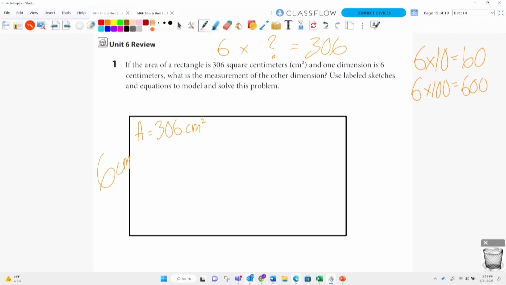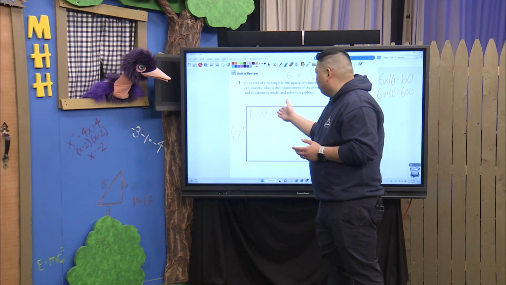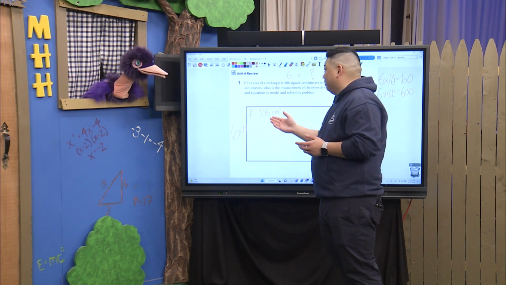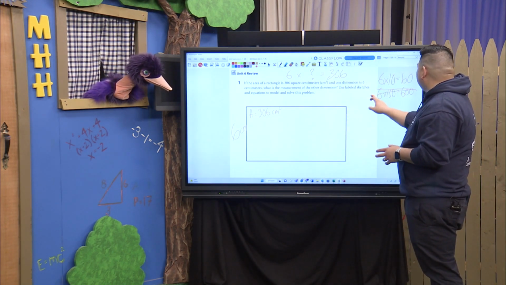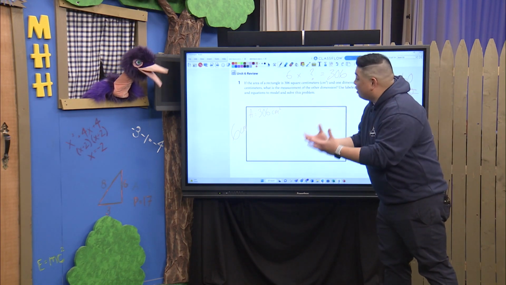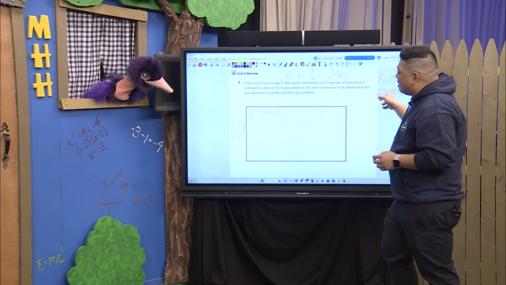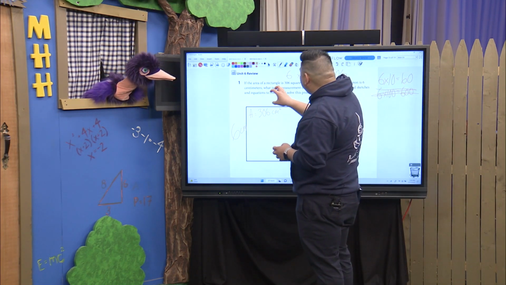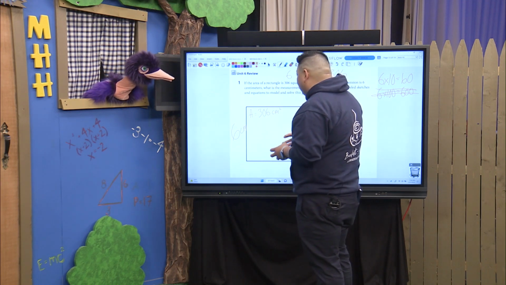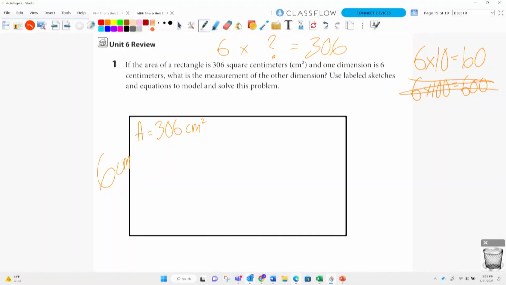Now, if I do 6 times 100, would that be too much or too little when I'm looking for 306? That's too much. Way too much. So we know that 100 is not going to be our answer. So we could go by 10 each time. But that might take us a while too, because 6 times 10 is 60, and then I'm looking at how many groups of 10 until I get to 306. That's a lot. So let's maybe do 6 times 50.